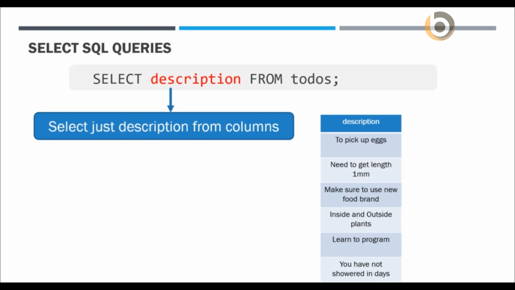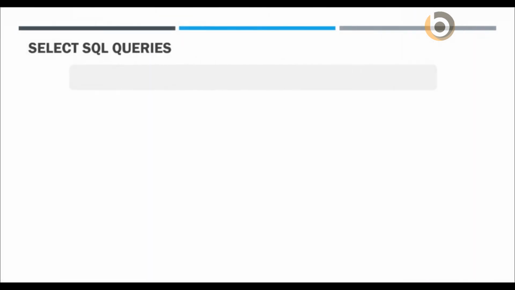We will get to pick up eggs, need to get length 1 millimeter, make sure to use new food brand, inside and outside plants, learn to program, and you have not showered in a few days. Well, being able to get only one column may be great in theory, but in our case, it doesn't actually do much. If we get a title, we want the description as well, and vice versa.